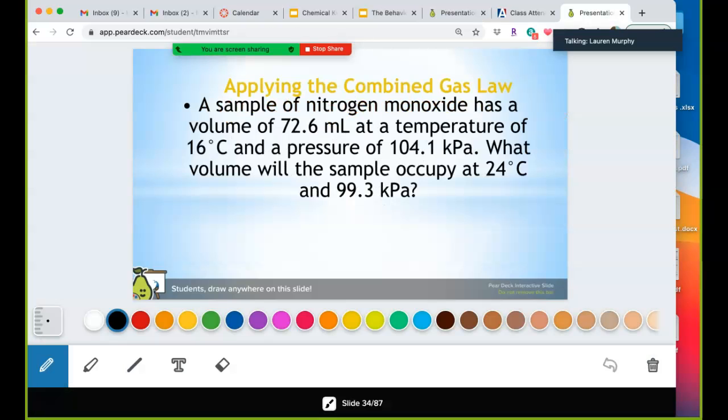It says a sample of nitrogen monoxide, and then I give you 72.6 milliliters, so that's a volume, so I have a V1. I give you a temperature in Celsius, so I have a T1. And I give you a pressure, so I have a P1, kilopascals. So what volume? That means V2 is what I don't know. That's what I'm trying to find.